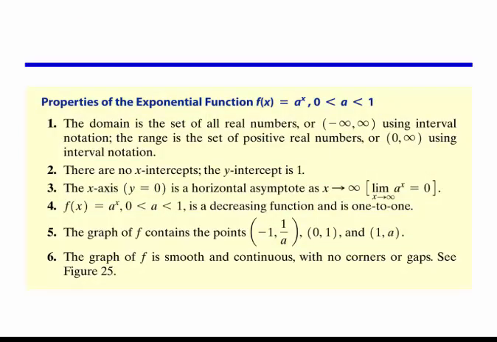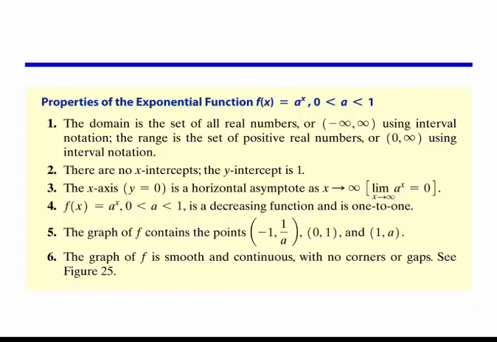So some properties of exponential functions. Again, here, a is between 0 and 1. The domain is the set of all real numbers. Using interval notation, the range is the set of positive real numbers. There are no x-intercepts. The y-intercept is 1. The x-axis, y is equal to 0, is a horizontal asymptote as x goes to infinity.